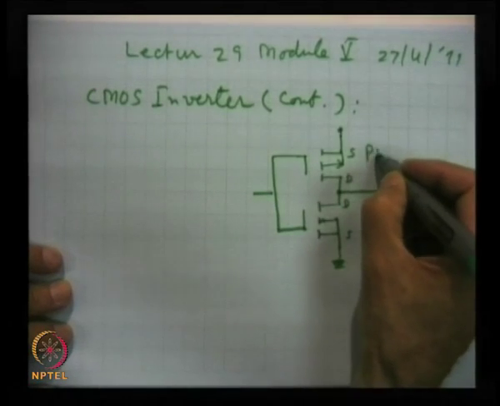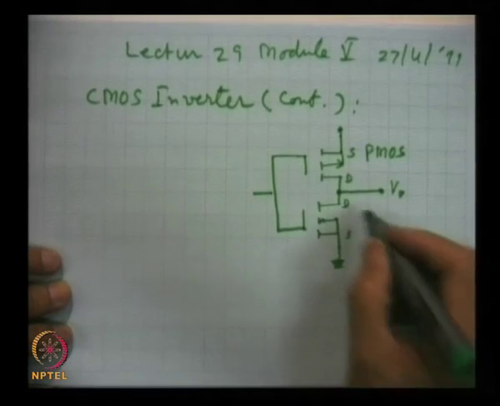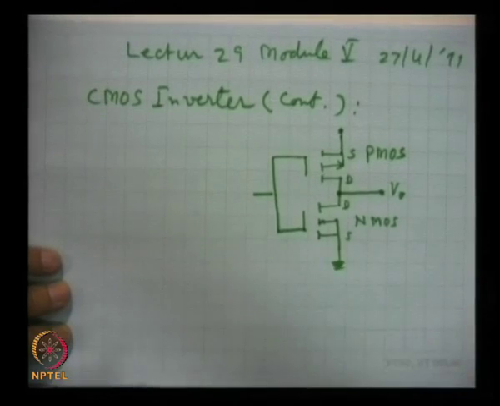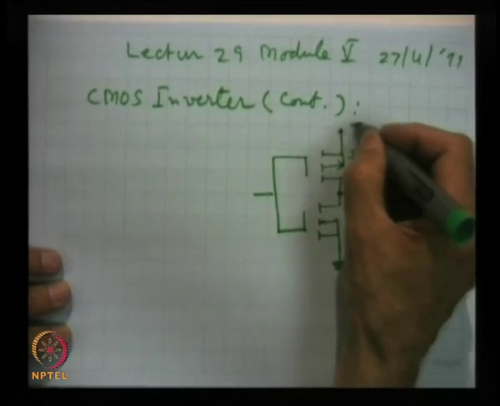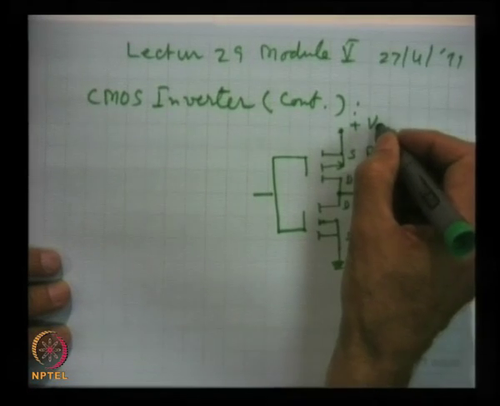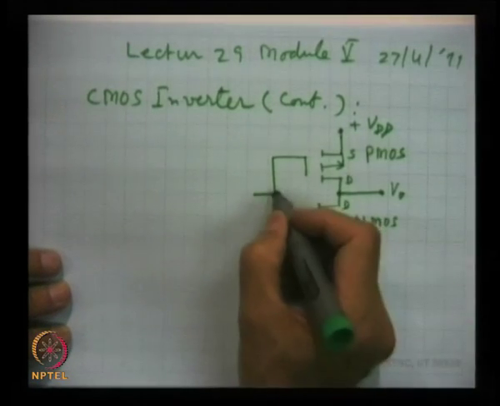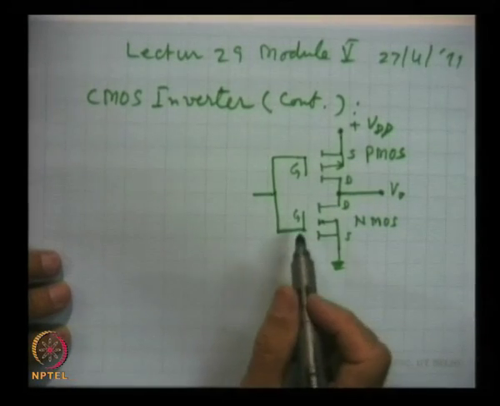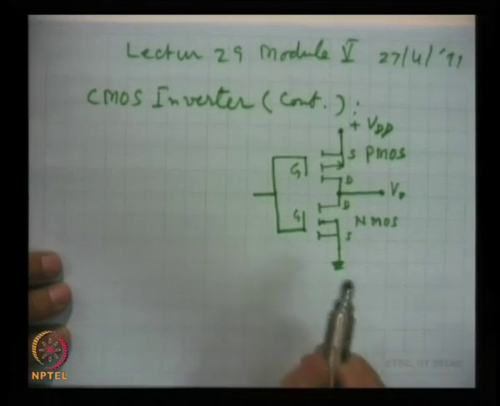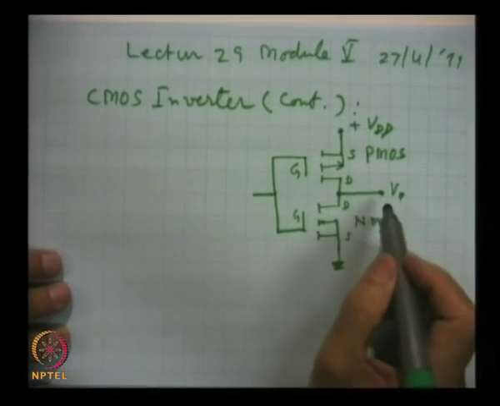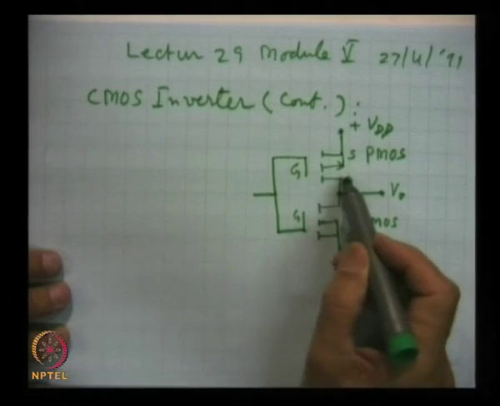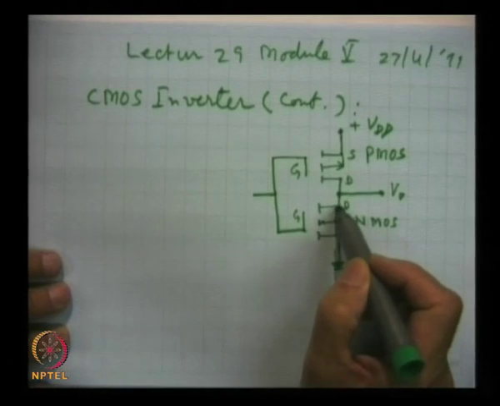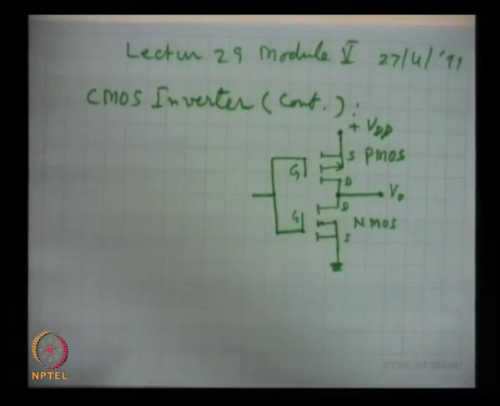This is PMOS MOSFET, and this is NMOS MOSFET, and this is the DC supply VDD. The input is obtained by connecting the gates together for both the MOSFETs, and the output is taken by connecting both the drains, drain of PMOS and drain of NMOS. They are connected together, and from there the V out is taken.